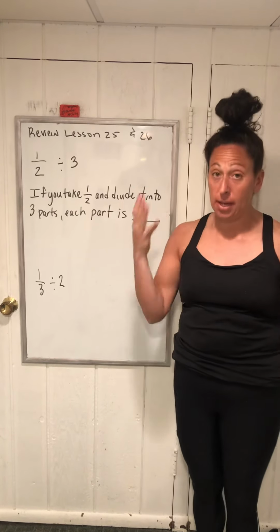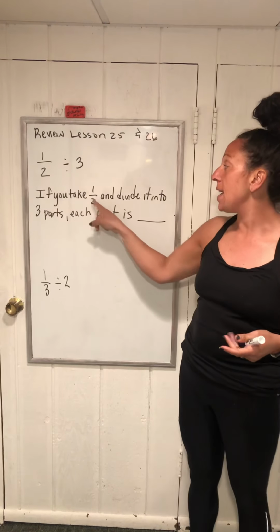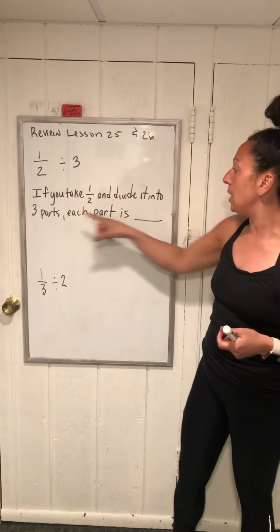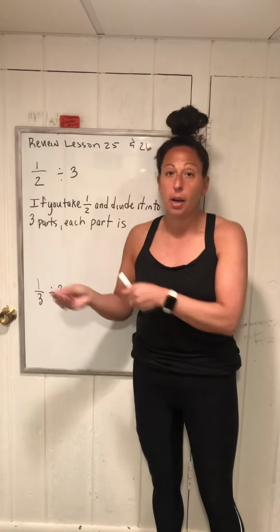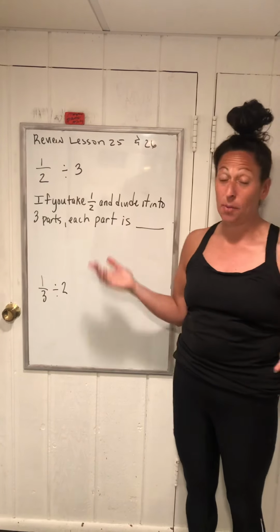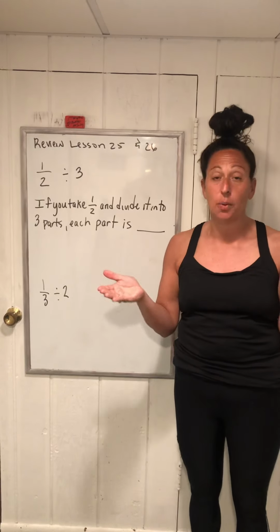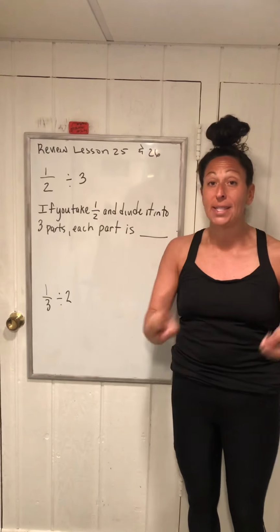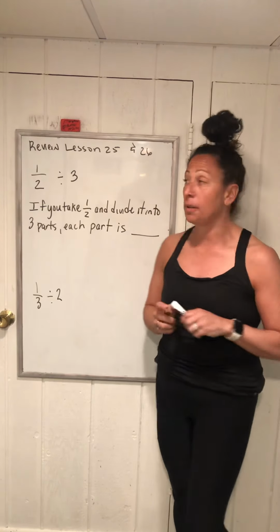So in my brain, I'm thinking, okay, I have a half. If I take that half and I divide it into 3 parts, each part is going to be what of that whole fraction? I know my answer is not going to be more than a whole, because I only have a half to start with, right? So if you only have a half to start with and you're breaking it up into 3 parts, each part is going to be what of the fraction? That's what we're going to figure out.